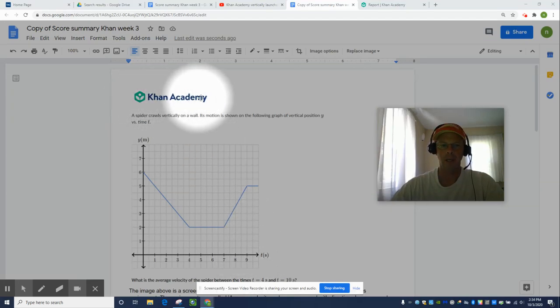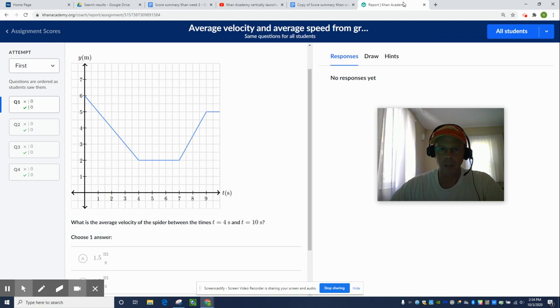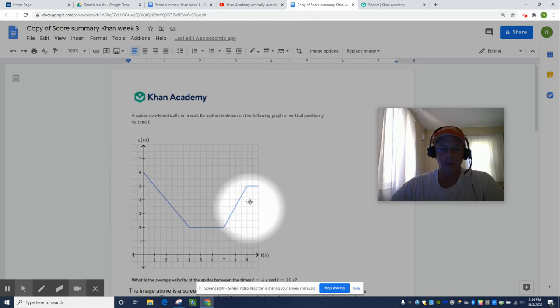I'd like to do a Khan Academy problem from the set Average Velocity and Average Speed from Graphs. I took a little snip of the problem as I was doing it. I suggest you do the same. I redrew the graph too, but it's easy just to steal the image from the website. So what's the scenario?